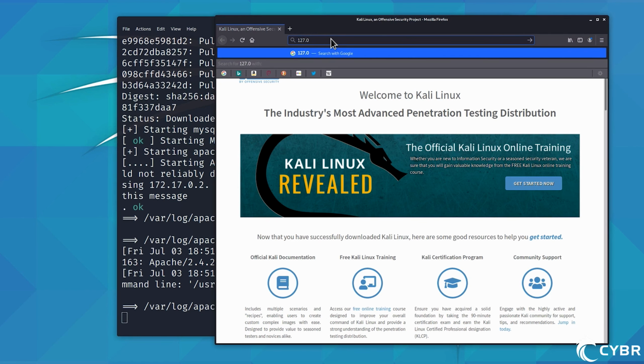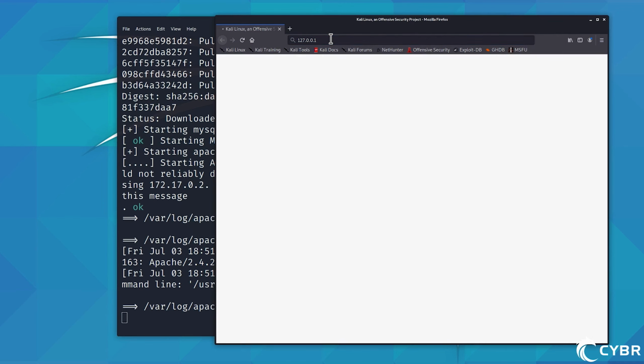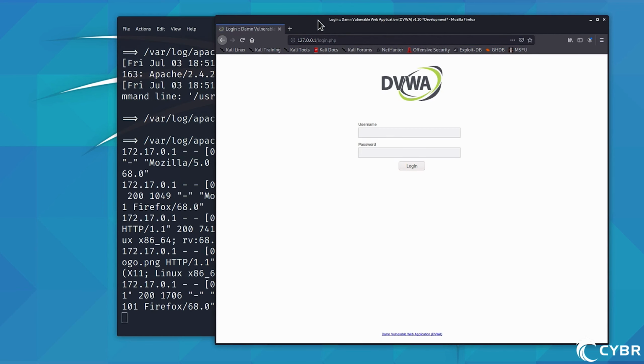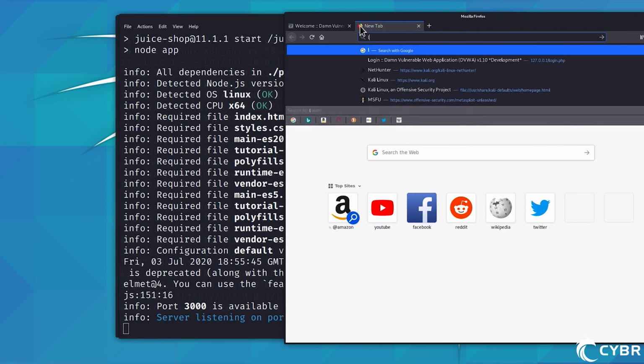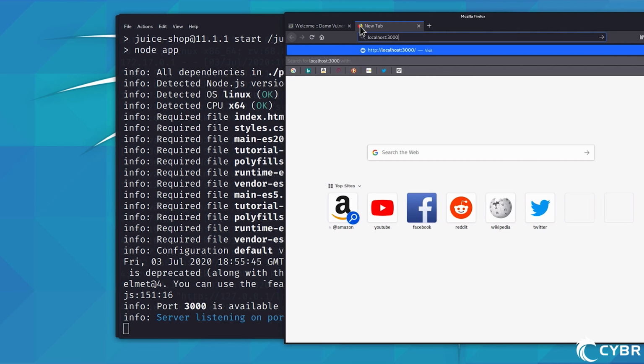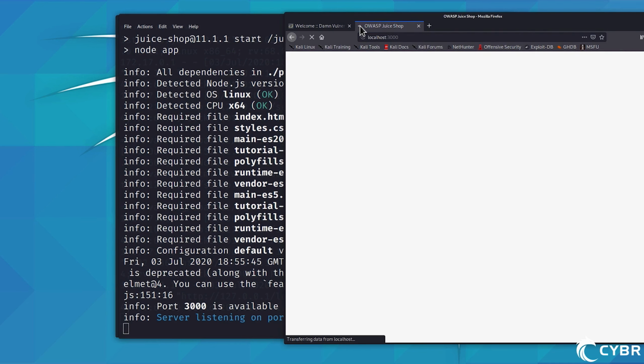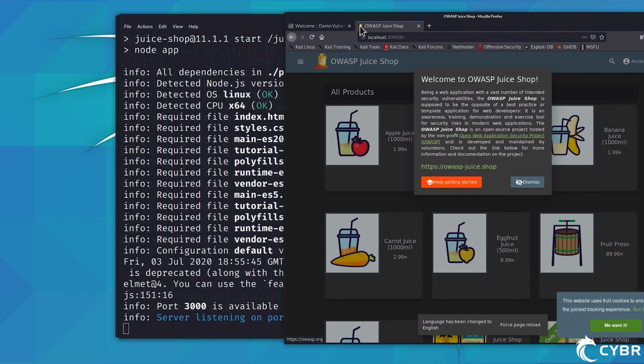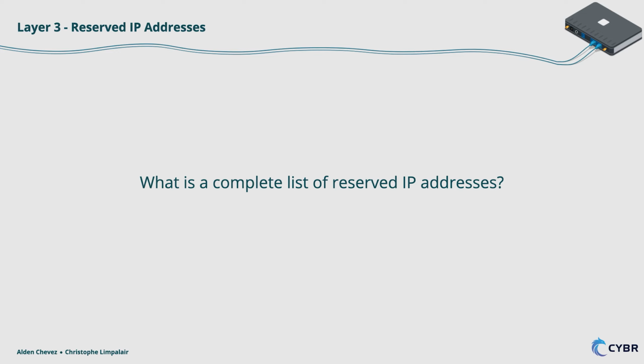In fact, if you've taken any of our other cyber courses, chances are that you've already seen this in action. Whenever we set up a pen testing environment, we usually configure it to be accessible only via our localhost or 127.0.0.1. That way we can access those environments, but they're not publicly accessible, so no one else can access them. This is not the only IP that's reserved though.